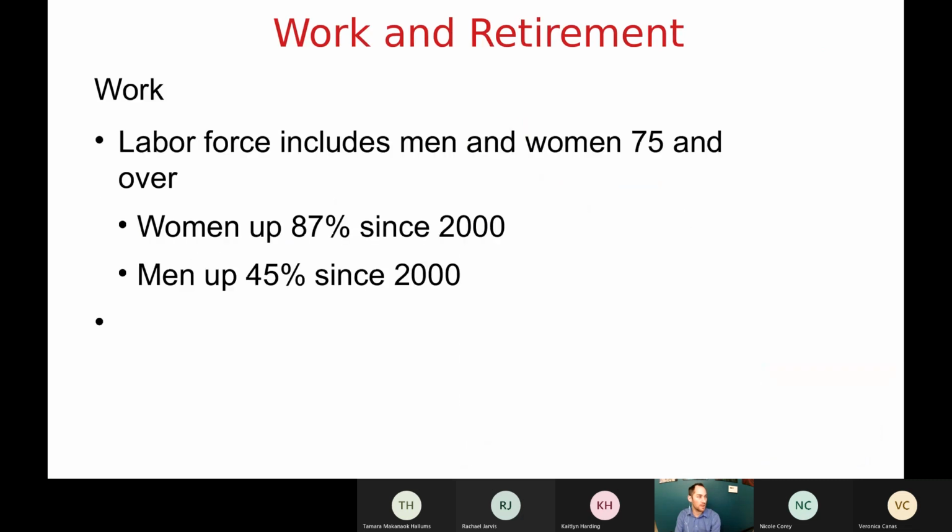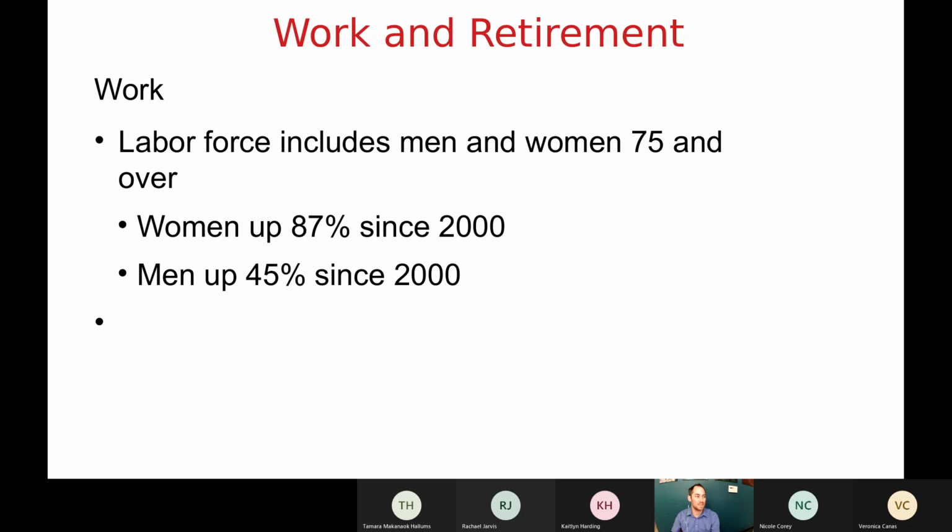With this, let's also talk about work and retirement. The labor force includes men and women over the age of 75. For women, that's up 75% or 87% since the year 2000. For men, it's up about 45% since the year 2000. So more and more people are working past 75. What are some of the reasons for that?